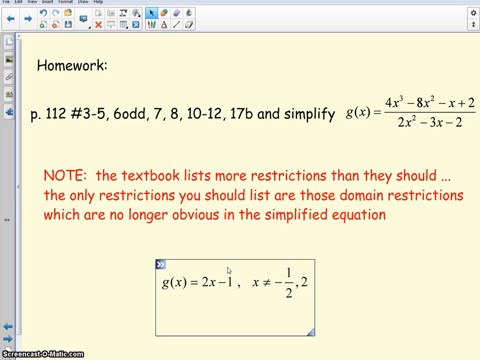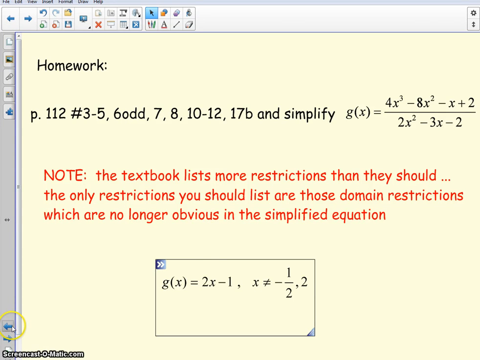Now, just to add, just to confuse things a little bit more, the answers in the textbook list every single restriction possible, including the ones that you can see from the final answer. And we don't want to write that. There's no reason to. It's not the domain. We're just writing out restrictions. So I only want you to write out the ones that are no longer obvious from the final answer, just like we did in the lesson. Your textbook will include every single restriction there is. I do not want you to do that. On a test or quiz, I will not want you to do that either. I want you to do it the way we have been doing it in class.